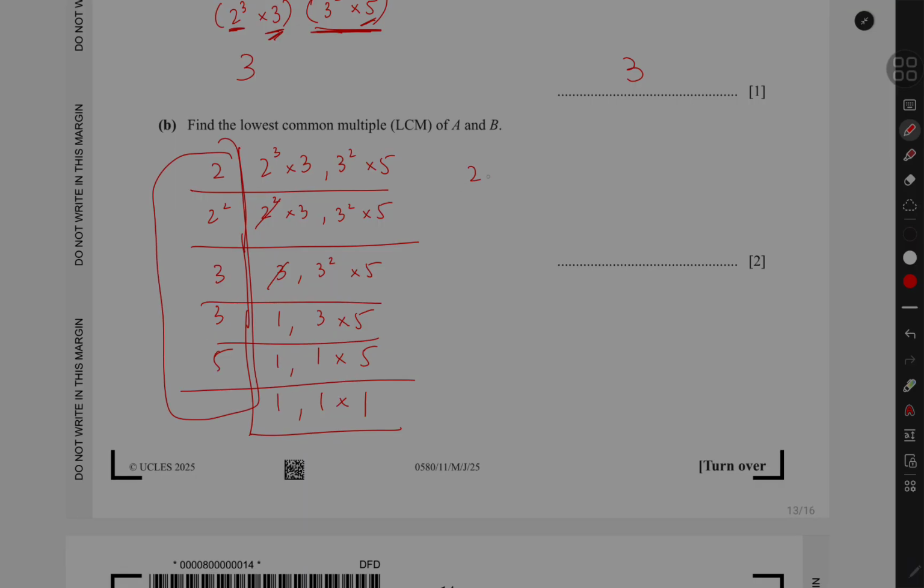So 2 times 2 squared times 3 times 3 times 5. This is 2 raised to the power 1 multiplied by 2 raised to the power 2. We can just add these powers, 2 raised to the power 3, times 3 raised to the power 1 plus 1, which is 2, multiplied by 5. So 2 cubed multiplied by 3 squared times 5. And that's our answer.